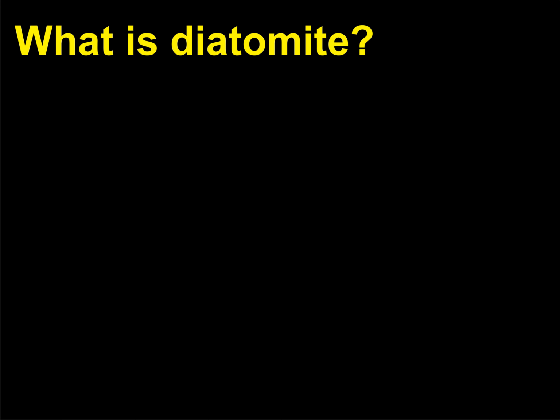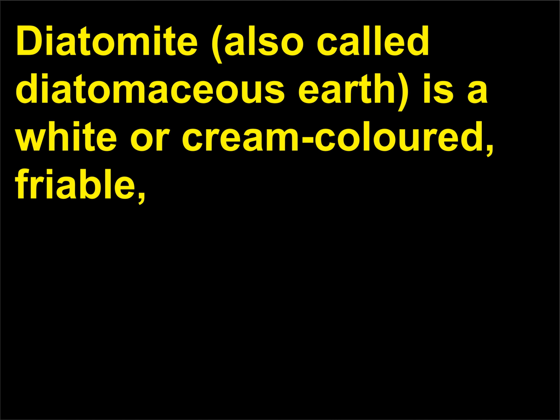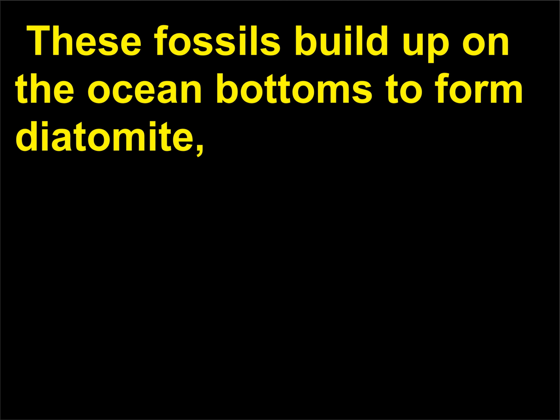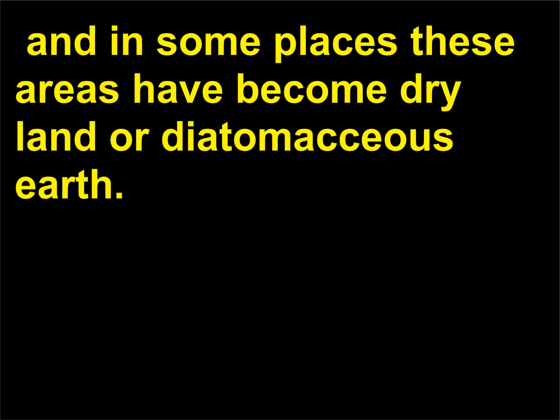What is diatomite? Diatomite, also called diatomaceous earth, is a white or cream-colored, friable, porous rock composed of the fossil remains of diatoms, small water plants with silica cell walls. These fossils build up on the ocean bottoms to form diatomite, and in some places these areas have become dry land or diatomaceous earth.